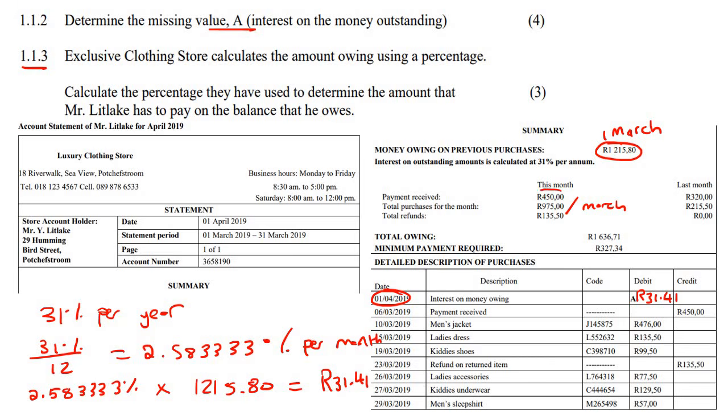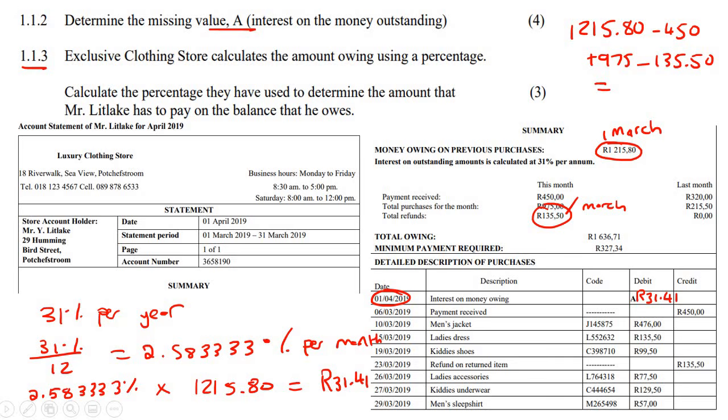This is a good thing. This is when Mr. Letlake is busy paying back his account. You see how he pays back his account over here. Okay, so you could see that he already owes 1215.80. Then he pays back 450 Rand. So now he owes them less. But then he made some purchases. So now he owes them more money. So now he owes them this. And then he receives a refund. So that means the amount that he owes them is going to become less.